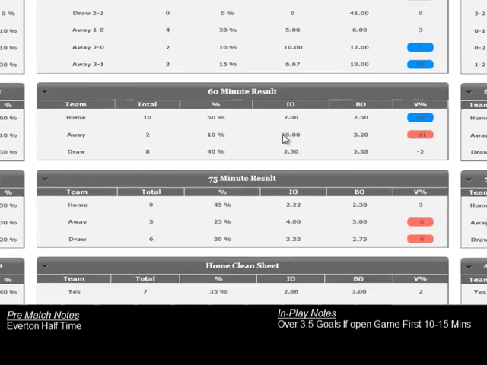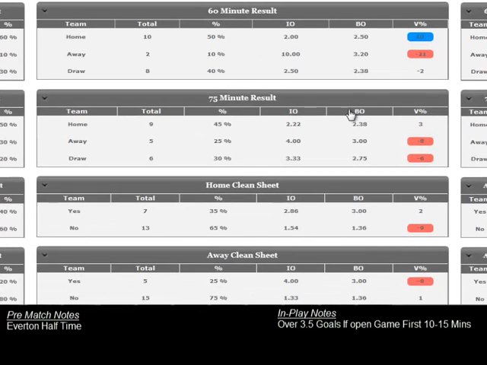Scrolling down a bit further, we look at the 60-minute result. Home team here, look, 50% chance happening, implied odds of 2, even money, and the bookmakers are offering 2.5, 10% value. So it meets our criteria definitely, and one we'll add to the notes again. We'll add it to the short list.